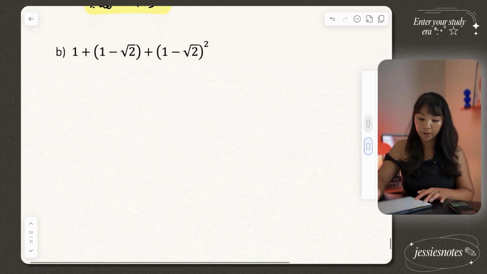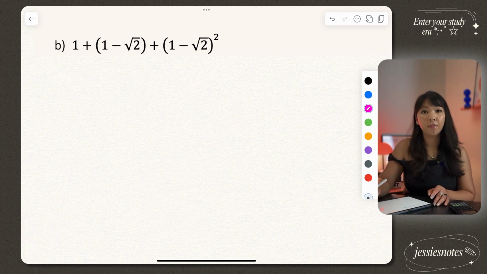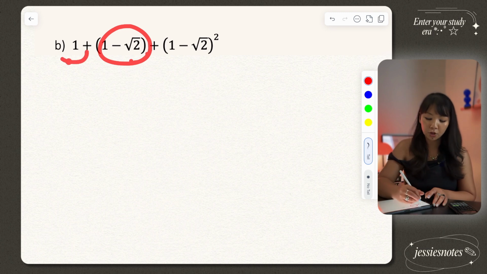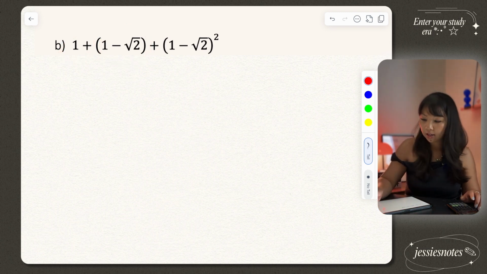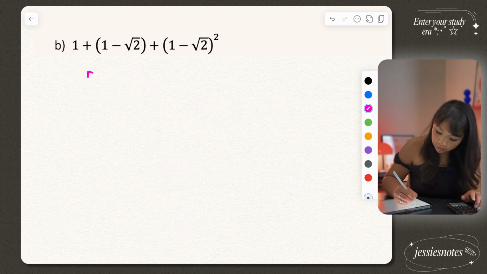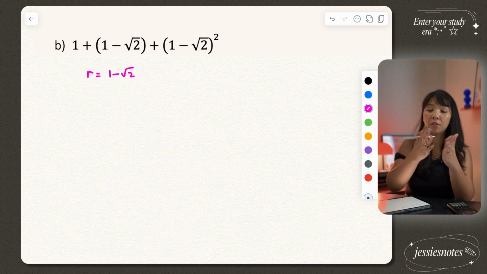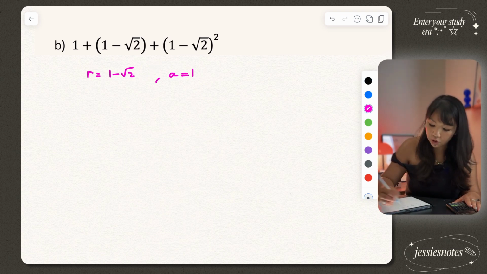All right, next one, part B. So let's first see if there is a limiting sum. So r is going to be given by doing second term divided by the first. Let me just plug 1 minus root 2 on the calculator. Okay, so if I put that in the calculator, it gives me negative 0.4, which does fit in the constraints to have a limiting sum. So that's fine. And our a value is just 1.